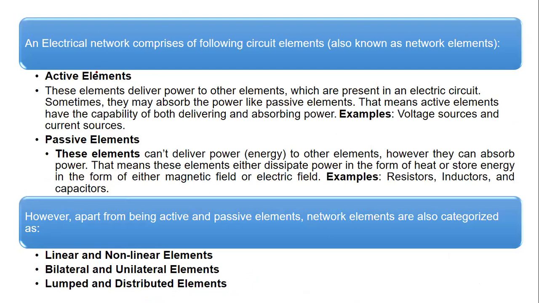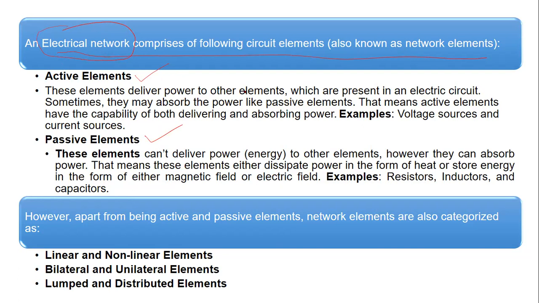Now, as we already discussed these elements in our previous lecture, today we are discussing the electrical networks in detail. So that is why we will try to cover the elements once again in detail, right? Now, your electrical network comprises two categories of circuit elements. One category is known as active elements, and the other category is known as passive elements. Passive elements and active elements, right?